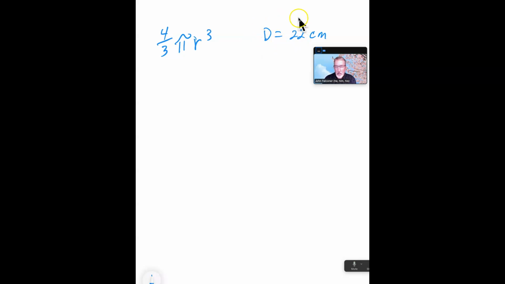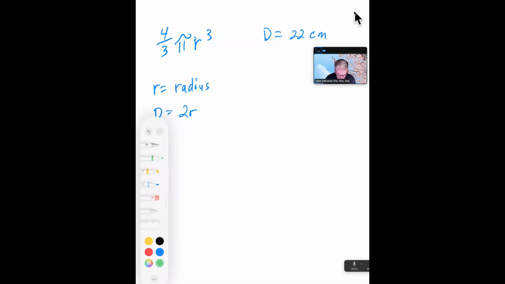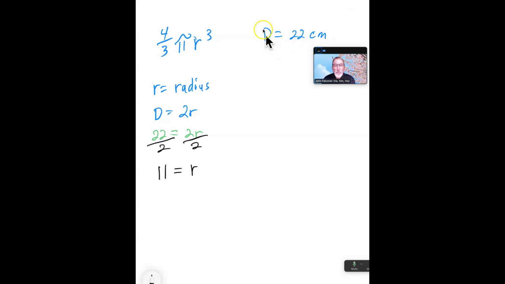So we have to know that R is the radius, and D is equal to 2R, right? And if D is equal to 2R, we can substitute 22 here for D. So we've got 22 is equal to 2R. And if we're going to solve for R, divide this side by 2 and this side by 2, and we'll get R is equal to 11. So now we have our R, but we have to know the terms diameter and radius, and we have to be able to infer those from the formula.